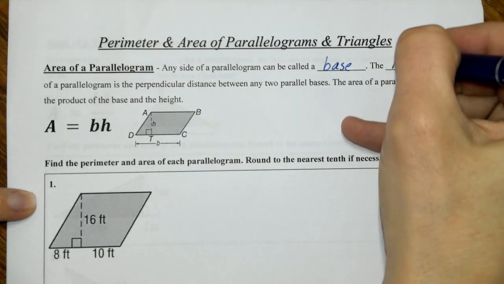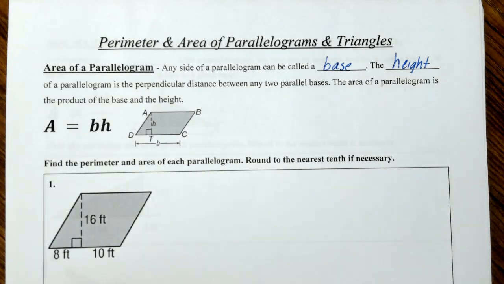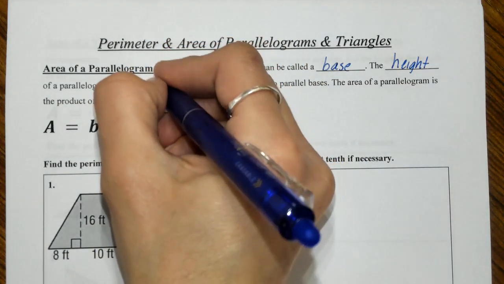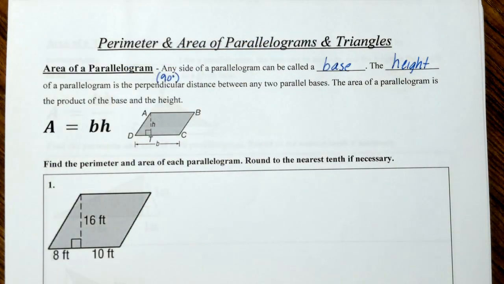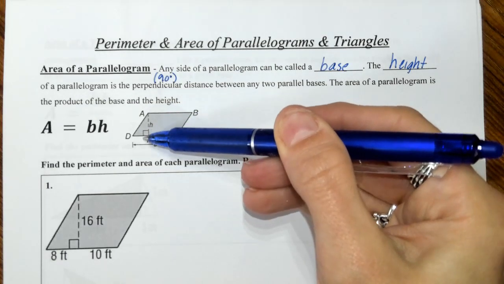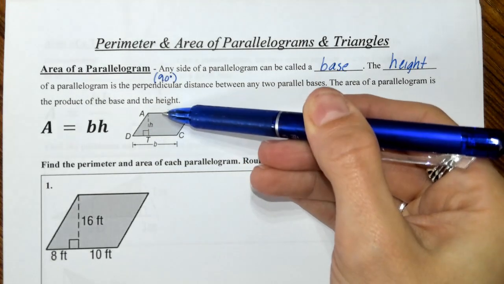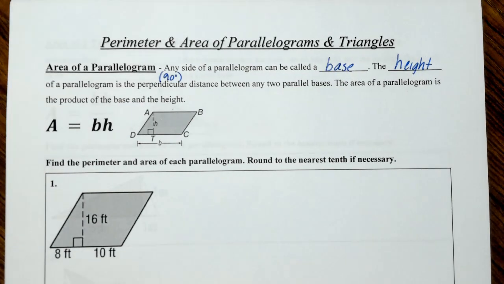The height of a parallelogram is going to be perpendicular, meaning that, remember, this means 90 degrees. It's going to be the perpendicular distance between two bases. As you can see right here, here's h, your height. It's perpendicular, and we'll call these the bases. Okay, and here is your formula: base times height.